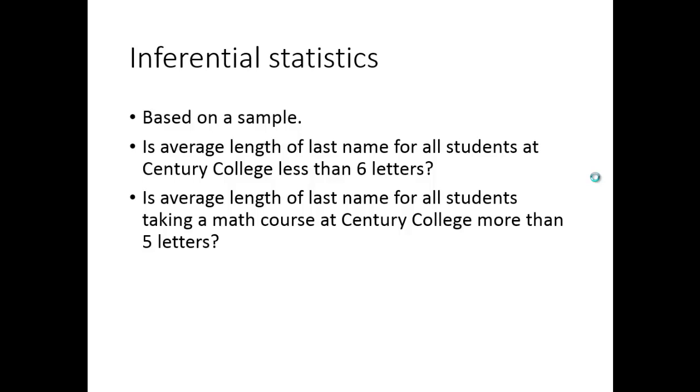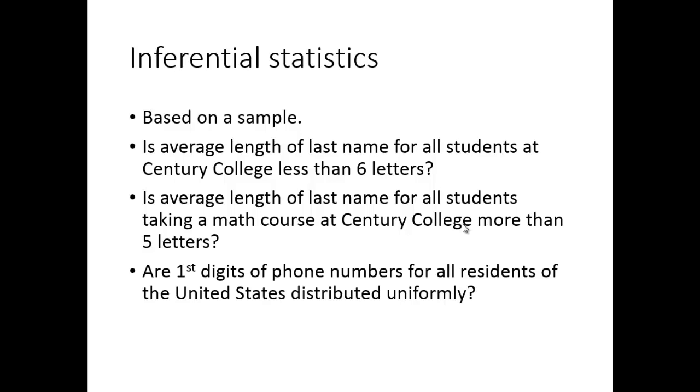Both of these questions assume that really our sample is actually a good representation of the whole population that we're talking about. So in the first question, we're talking about all the students at Century College. Second question, we're talking about only the students taking a math course at Century College. Are the students in our section, in terms of their phone numbers, a good representation of this? It turns out there may be some reasons why we shouldn't think that's necessarily the case. We can talk about that later on.